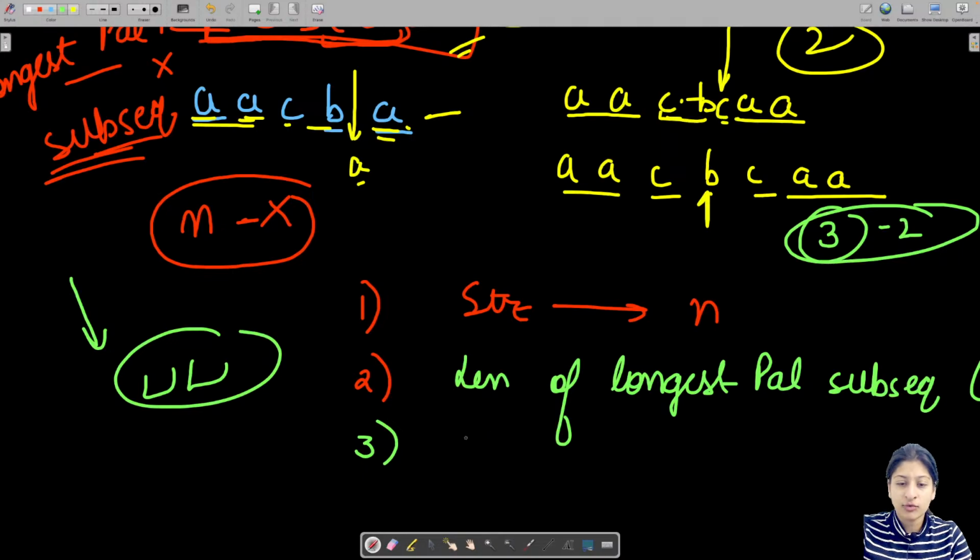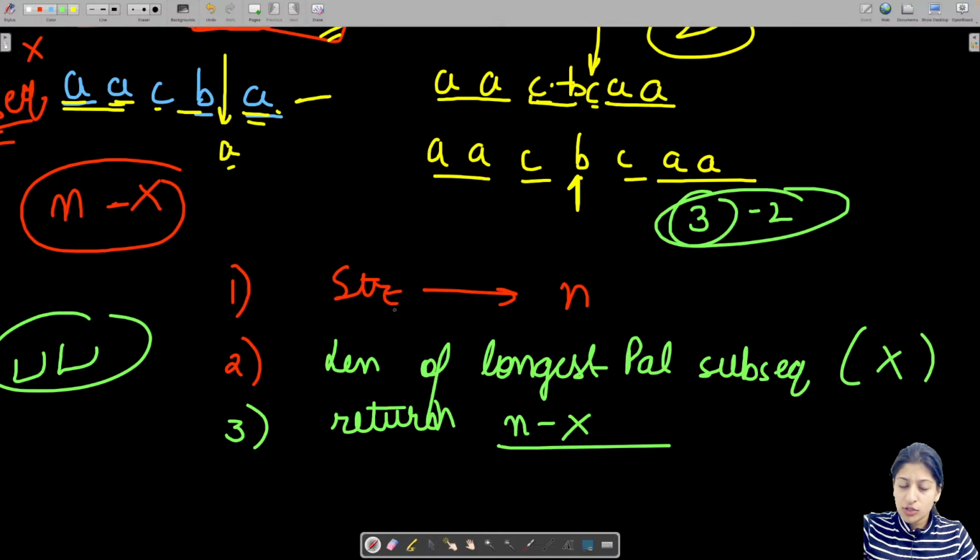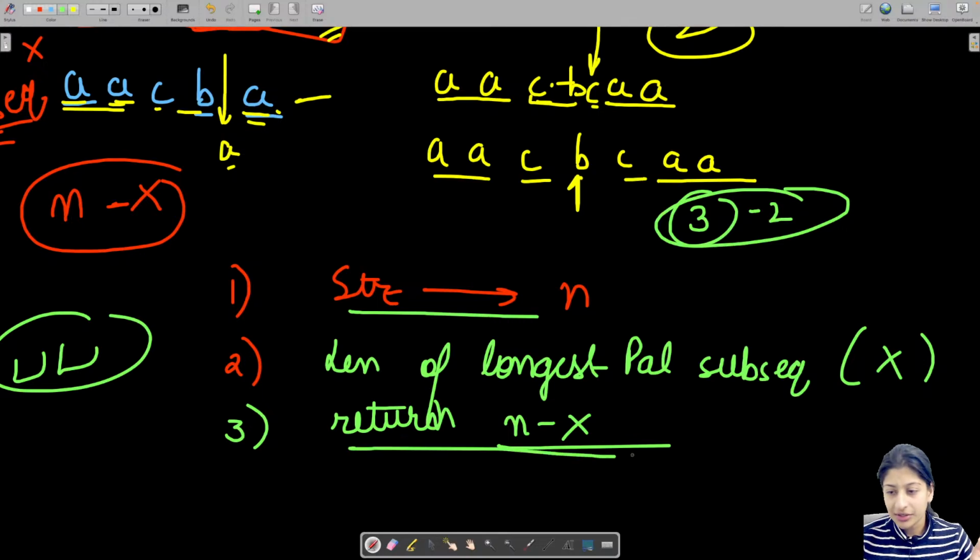So the answer would be, you need to return n minus x. That's what you need to do, right? The tasks are divided into these two parts, basically, actually one part. Now the thing is, you don't have to do anything here. You just have to write a return statement.